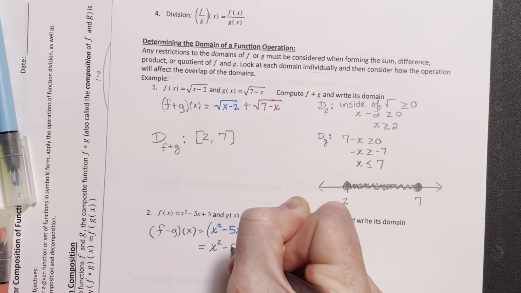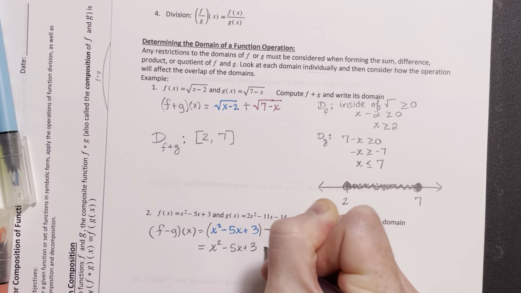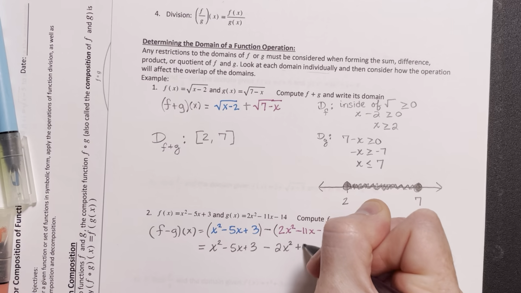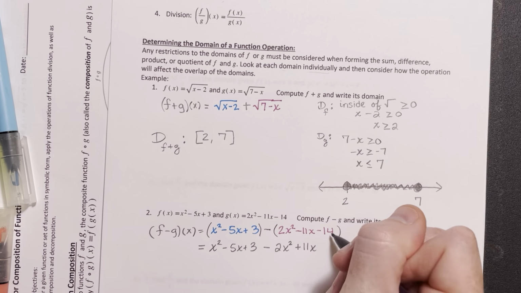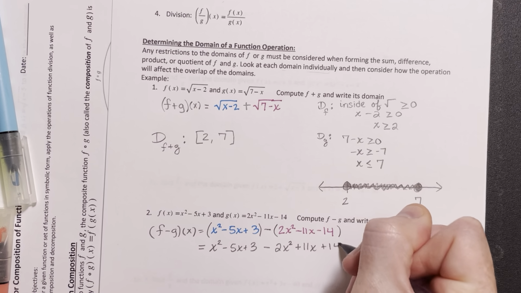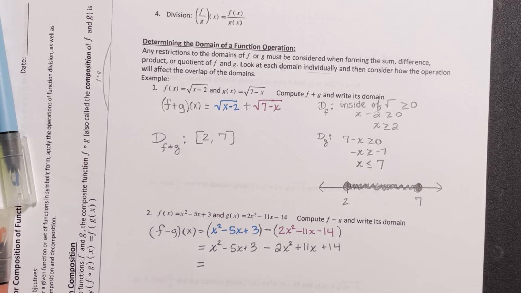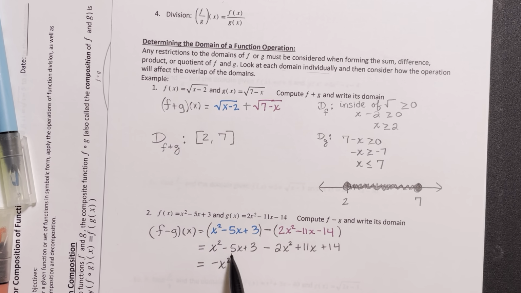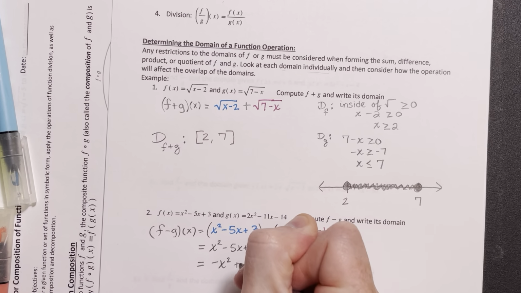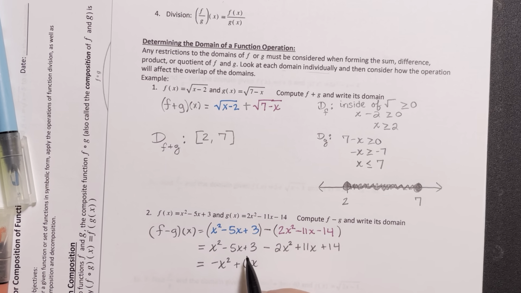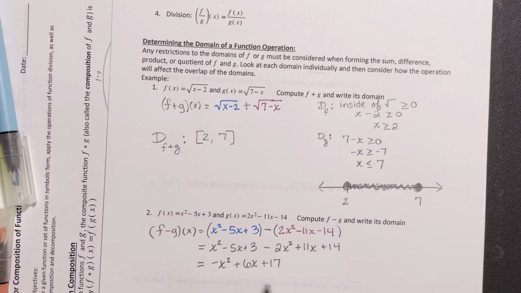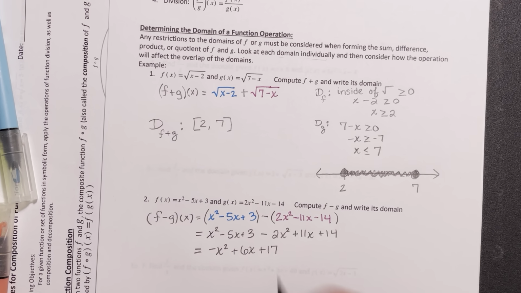So we end up with x squared minus 5x plus 3. We're subtracting 2x squared. Subtracting a negative 11 makes that plus 11x. And subtracting a negative 14 makes that plus 14. If we can simplify, we will. So we simplify and combine like terms. We get a negative x squared. Negative 5x and 11x makes positive 6x. And 3 and 14 makes 17. This is as simplified as this function is going to get.